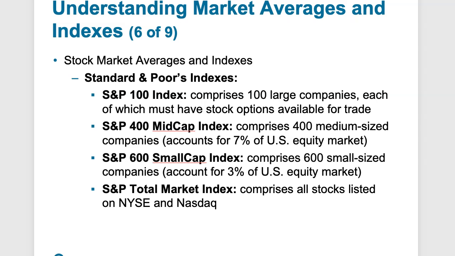But S&P also has other indexes. They have the S&P 100, which is the top 100 largest companies. They have the S&P 400, which is the mid-cap index that looks at 400 middle-sized companies. They have the S&P 600, which is a small-cap index on 600 smaller companies. And there's the S&P Total Market, which comprises all stocks listed on the New York and NASDAQ stock exchanges. So this gives you an even broader market sense of how things are going.